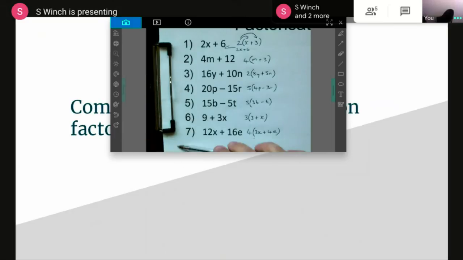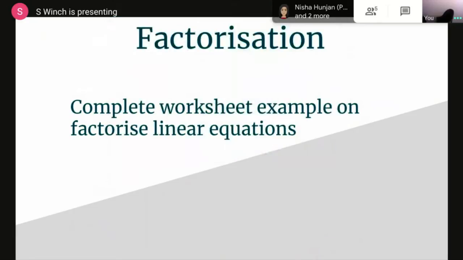So that is basic factorisation that you would see on a foundation paper. Remember, it's just the opposite of expanding. So find the highest common factor first, that goes on the outside of the bracket, and then just divide the number on the outside by the first term and the second term.